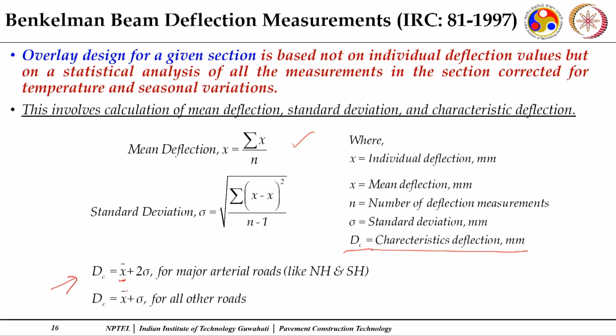It is your mean plus twice your standard deviation if you are looking at higher categories of roads, which are national highways and state highways, and this characteristic deflection is mean plus standard deviation for other categories, like rural roads or major district roads.